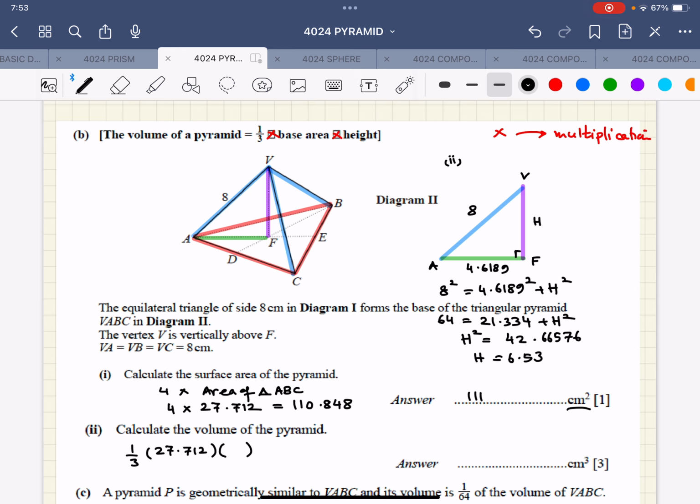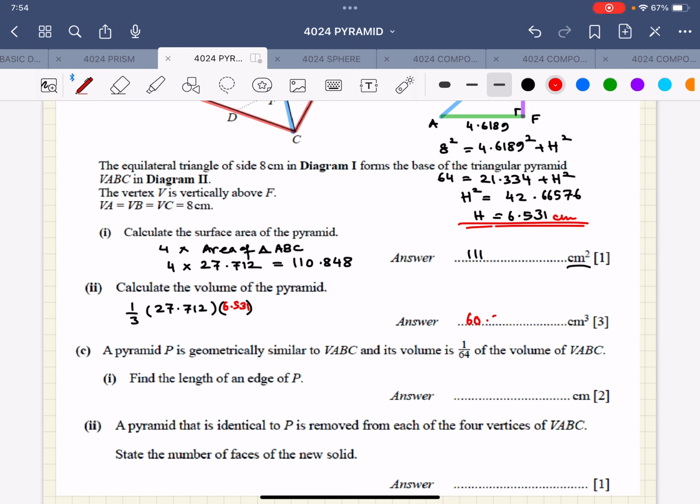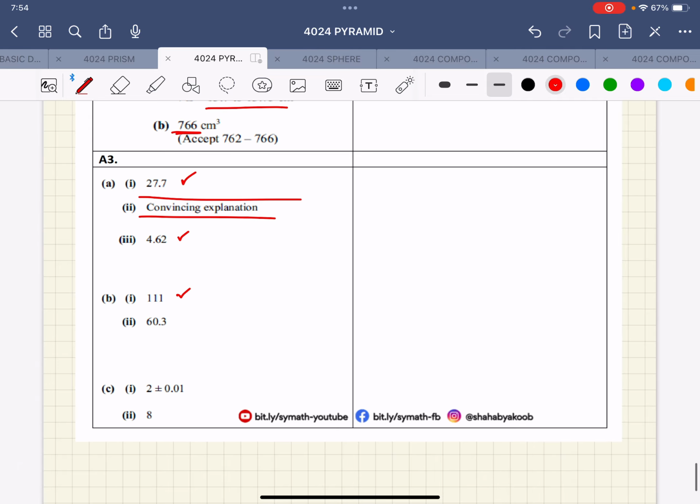Okay, so h is 6.531 centimeters. Let me highlight this, not cancel it. Therefore, let me use this 6.531 into 27.712 divided by 3. This comes out to be 60.33. So I'm writing this as 60.3, correct to 3 significant figures. This is also done. Now let me check these two answers, 111 and 60.3. All good, all perfect.